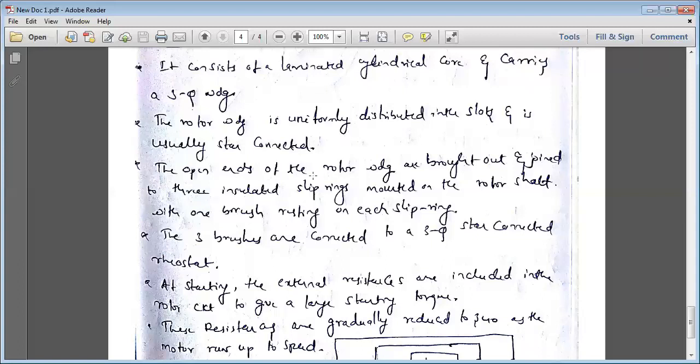So the open ends of the rotor winding are brought out and joined to three insulated slip rings. That's why this type of motor is also called a slip ring induction motor. They are mounted on the rotor shaft, with slip rings and brushes: each winding has one slip ring and one brush, like R, Y, B, resting on each slip ring. The three brushes are connected to a three-phase star connected rheostat.